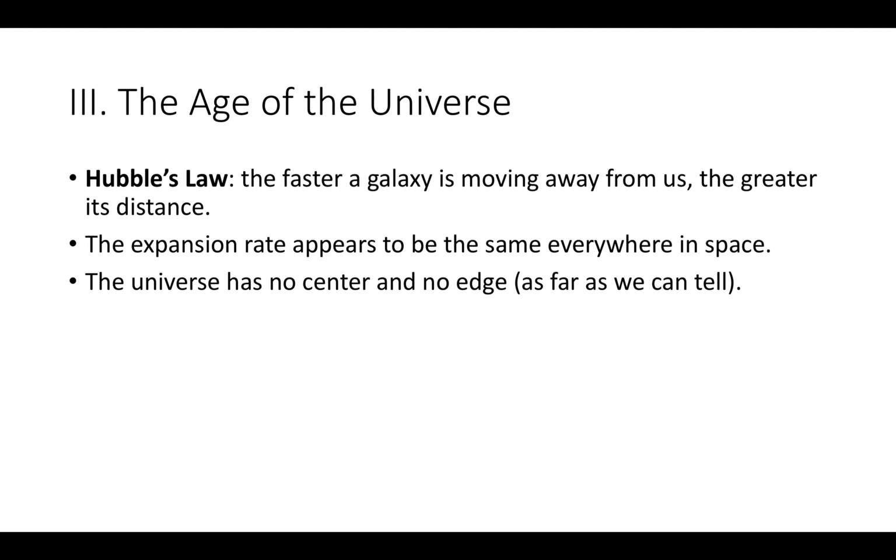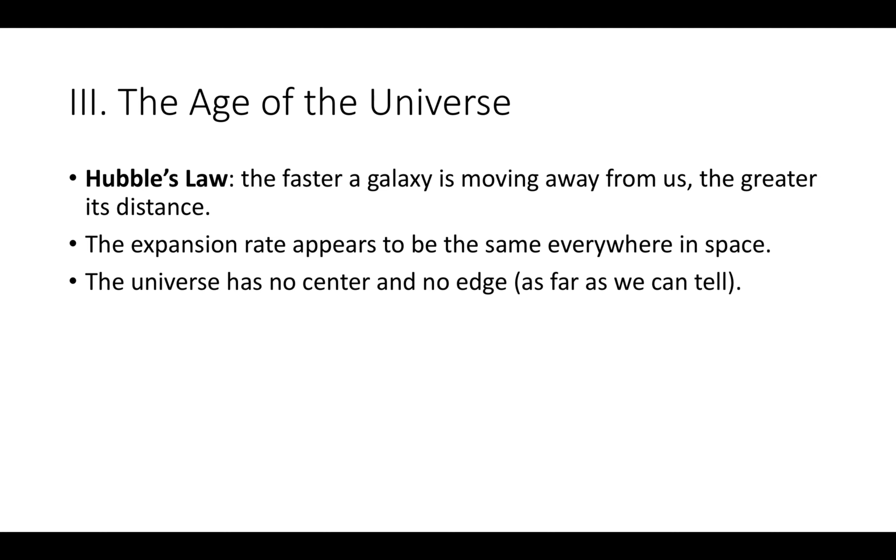All right, the final thing I want to discuss is the age of the universe. You know that the age of the universe is about 14 billion years. I want to talk a little bit about Hubble's law, which means that the faster a galaxy is moving away from us, the greater its distance. This ties into that raisin bread analogy that we discussed at the beginning of this course. They've noticed that the expansion rate appears to be the same everywhere in the universe, and that the universe has no center and no edge at all as far as we can tell. With the raisin bread analogy, there's a center and there's an edge.